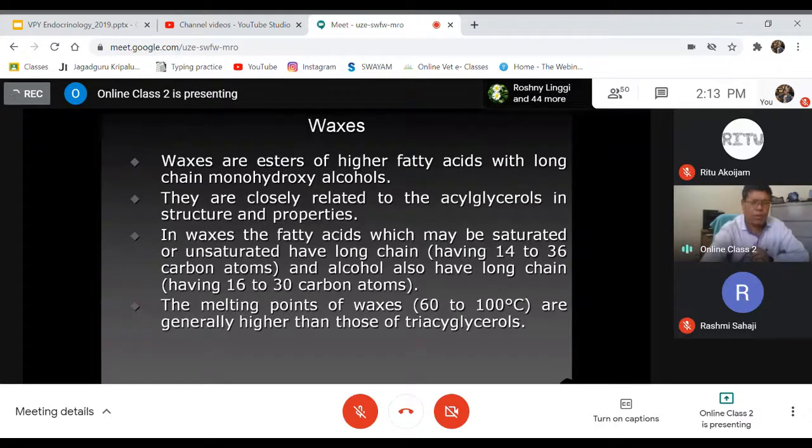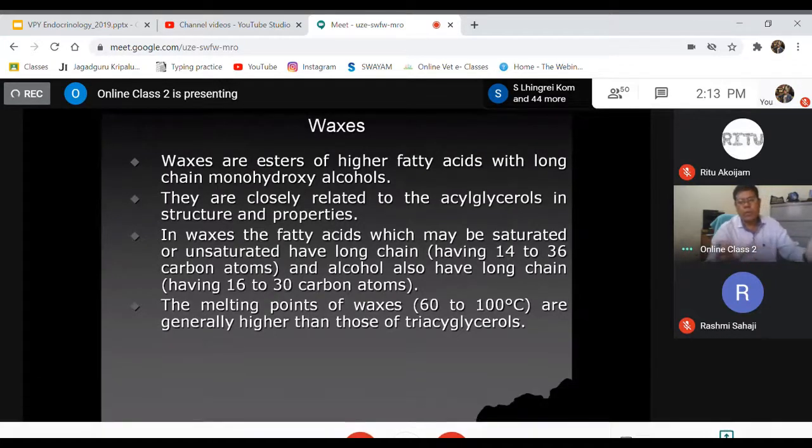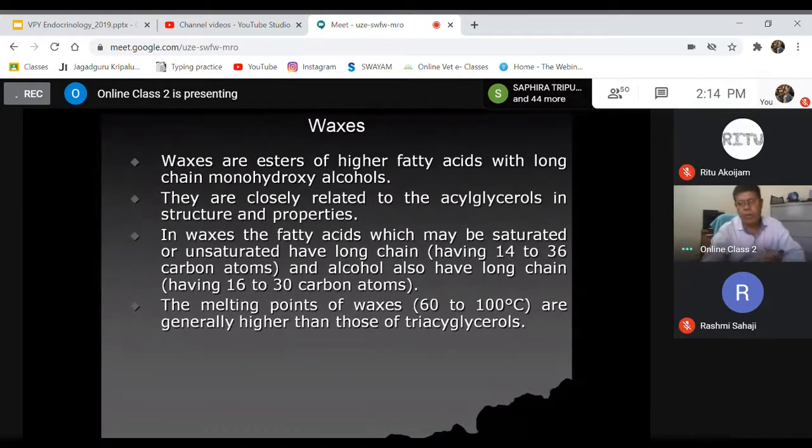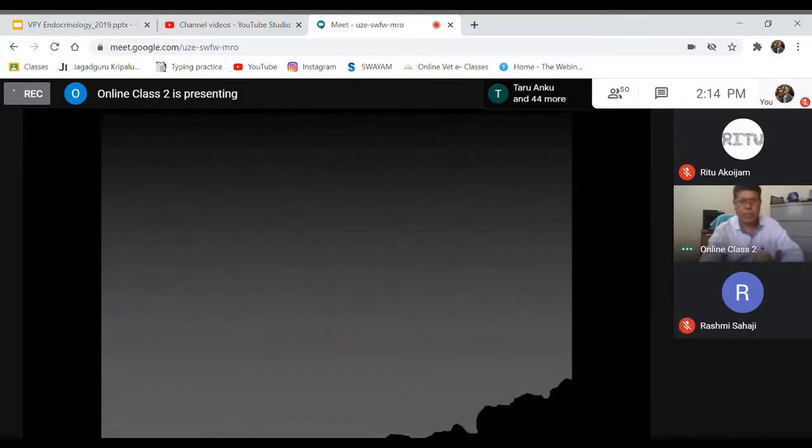Then the melting point of the waxes is generally higher than that of the triacylglycerols. So compared to the triacylglycerols, the melting point of the wax will be higher. This is because the hydrocarbon chain is longer. It is a long chain fatty acid and a long chain alcohol. So because of that, the melting point will be higher in the case of the wax compared to the triacylglycerols.